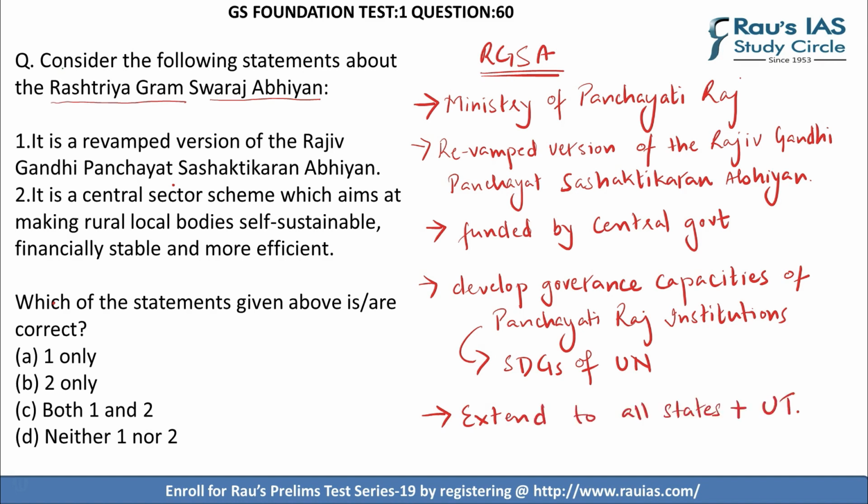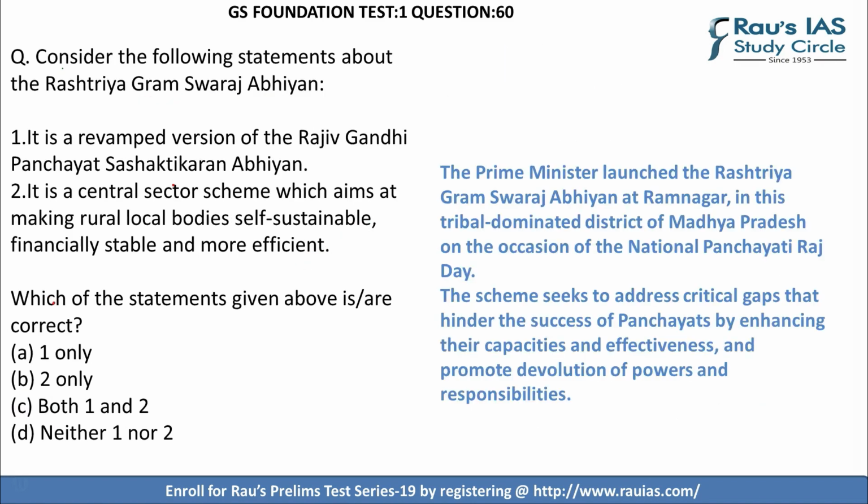The first statement of the question is, it is a revamped version of the Rajiv Gandhi Panchayat Sashaktikaran Abhiyan, which is correct. Second, it is a central sector scheme which aims at making rural local bodies self-sustainable, financially stable, and more efficient, which is also correct. Hence, the right answer to this question is C, both 1 and 2. For more details, please look at the explanation.